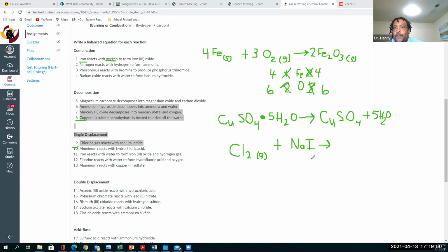Okay. So in this case, you have a single replacement. So we have a halogen, and then we have a metal and a halogen. What do you think is going to happen? Who's going to replace who? Chlorine's going to replace iodine. That's right. Chlorine is going to replace iodine. So we're going to end up with NaCl. And is iodine a diatomic? Yes.